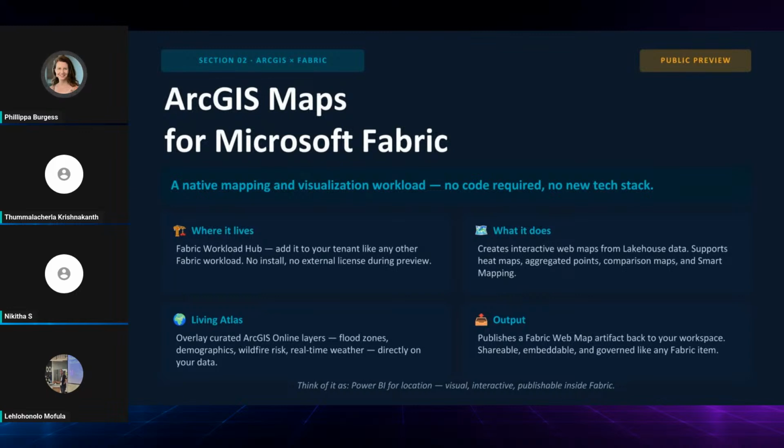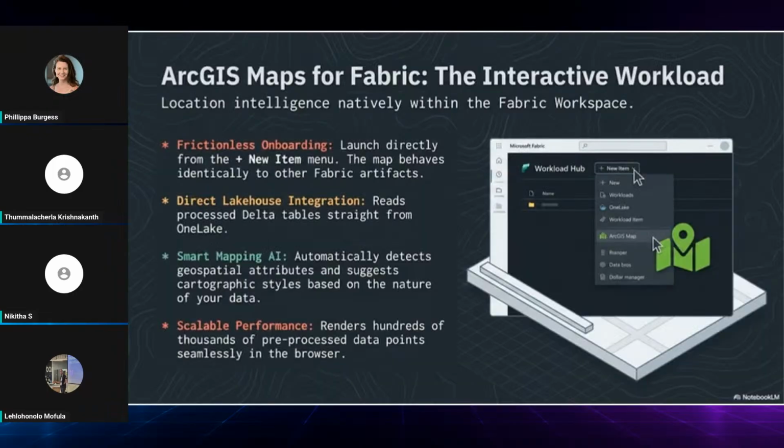Output, it publishes a Fabric web map artifact back to your workspace. So it's shareable, embeddable, and governed like any Fabric item. So think of it as Power BI for location: visual, interactive, and publishable inside of Fabric. So yeah, location intelligence natively within the Fabric workspace.